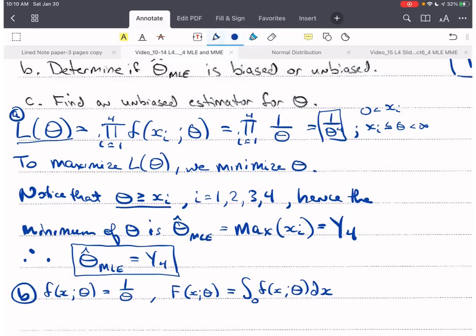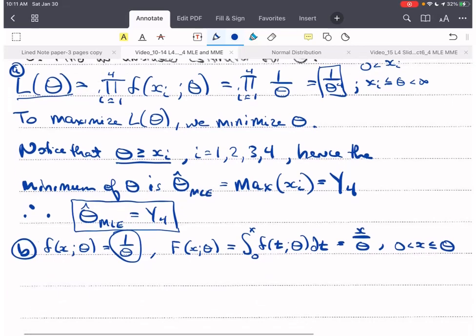So this needs to be x, and we need to change x to a different variable so that it's not confusing. So we'll change that to t. Okay, so that's the definition. If we do this, we're going to get x over theta, because there's no x here. We take the integral of this with respect to x, we get x times that constant. So we have x over theta, where again, x is between 0 and theta. That doesn't change, but it can be equal to theta.